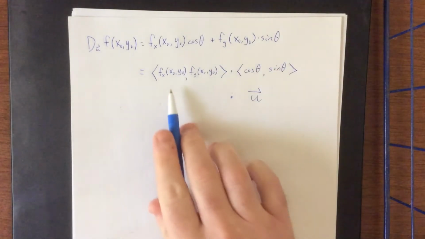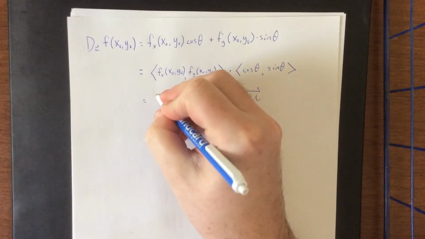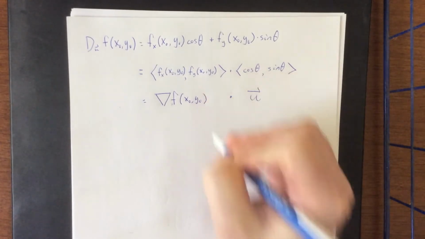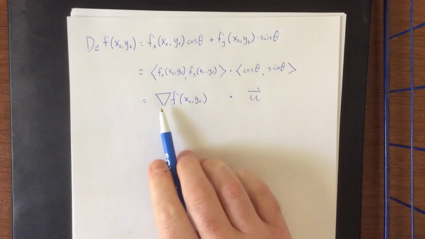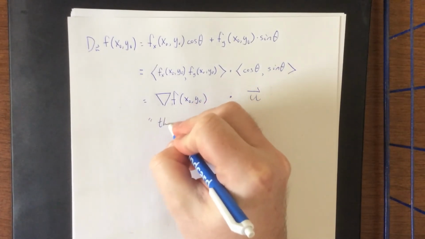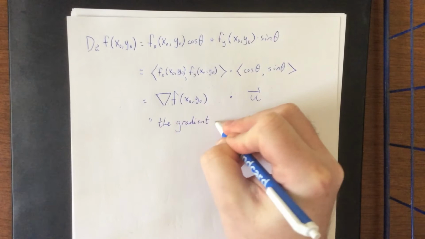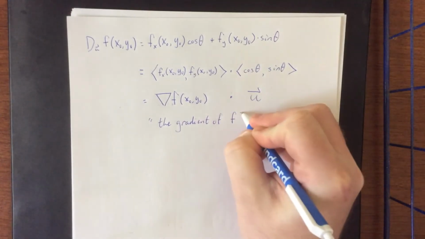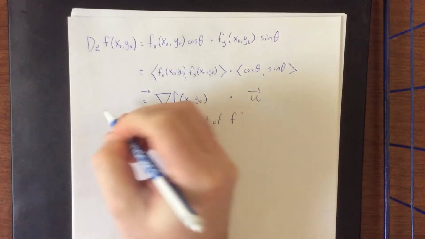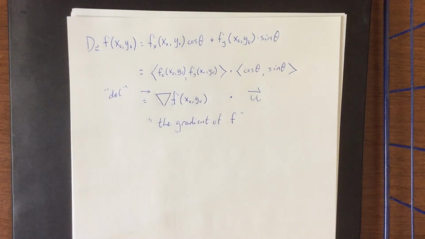So what we're going to do is give this vector a special definition. The symbol that we use for this is going to be the following. This is known as del f, or the gradient of f. So the vector itself is referred to as the gradient of f. This symbol here with the upside down triangle is known as del.